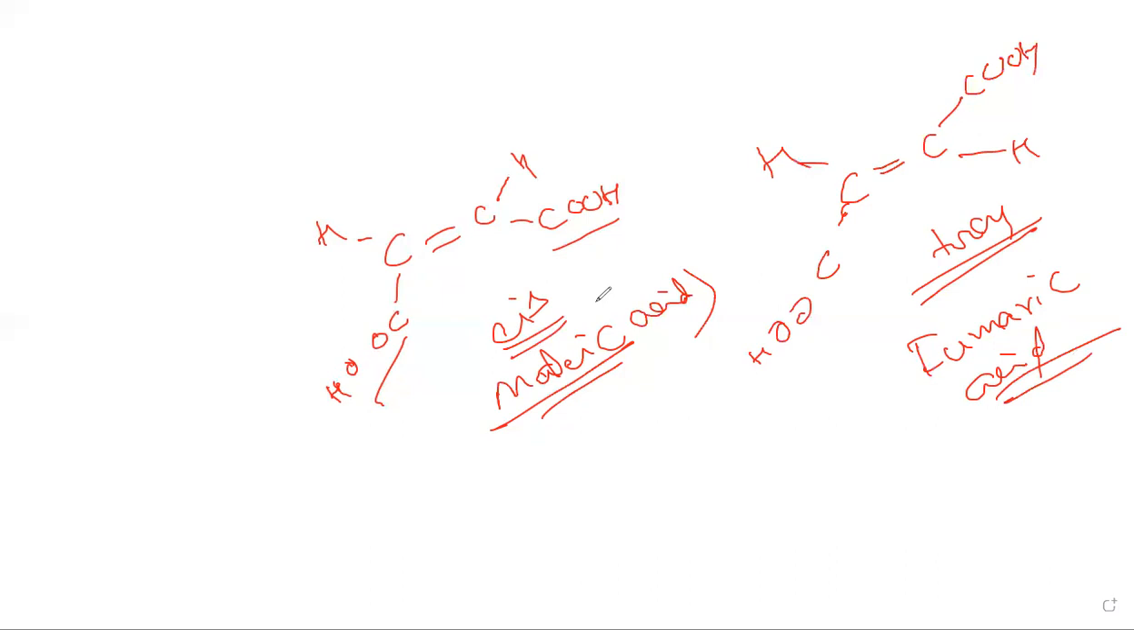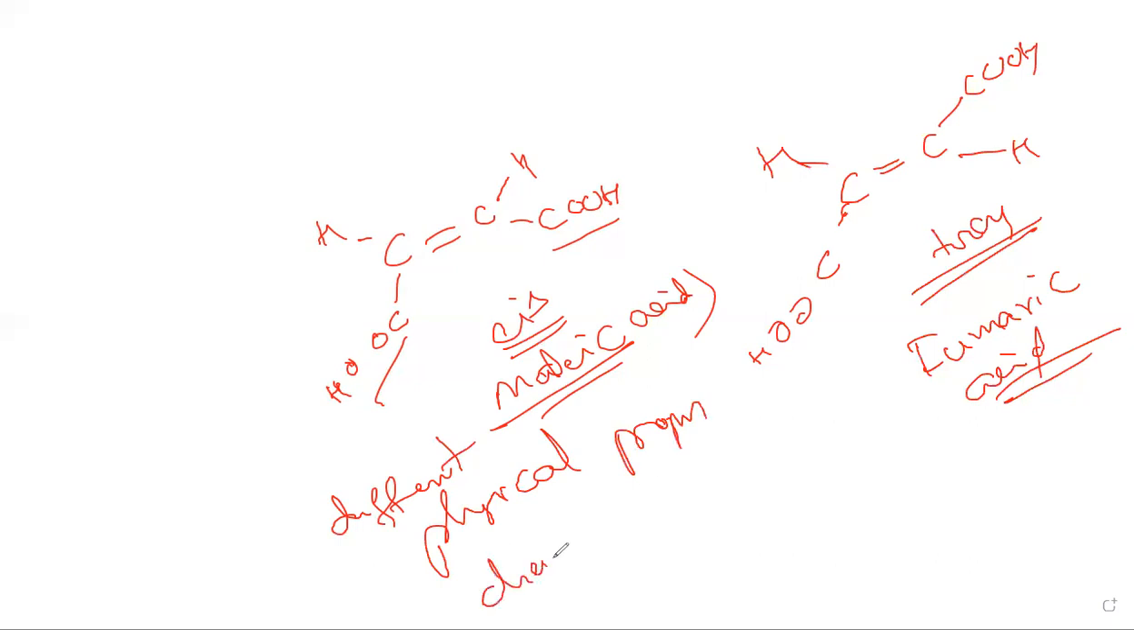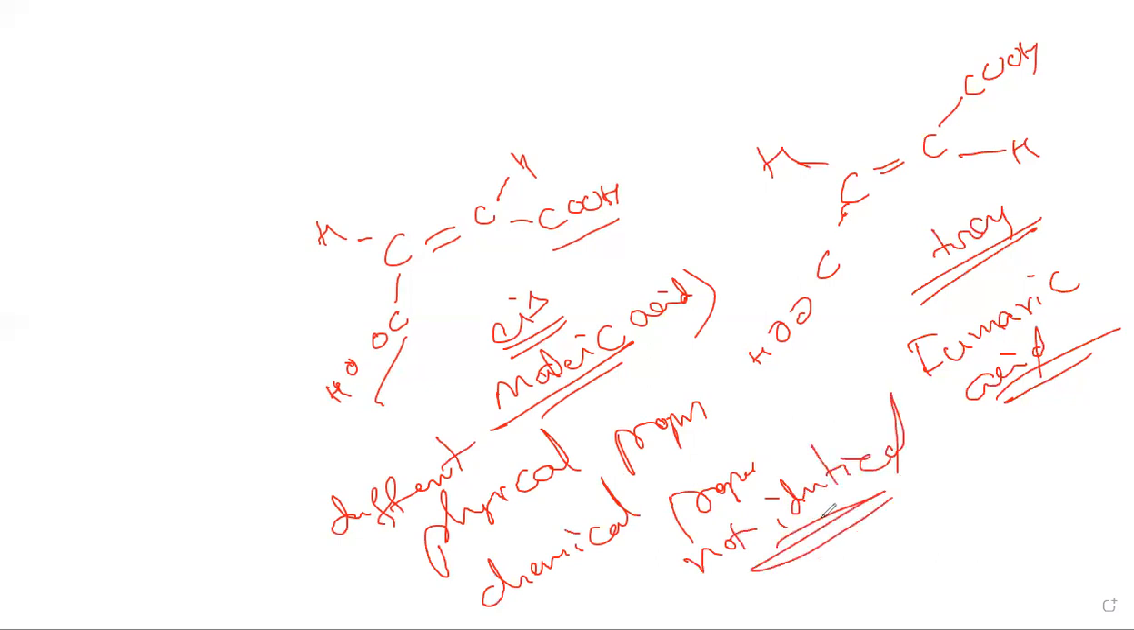Geometrical isomers have different physical properties. However, their chemical properties are similar but not identical. You need to remember this point. Geometrical isomers have different physical properties, but their chemical properties are similar, not identical. You need to remember this. So this is about geometrical isomers.